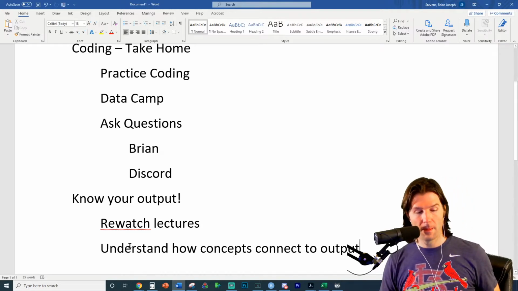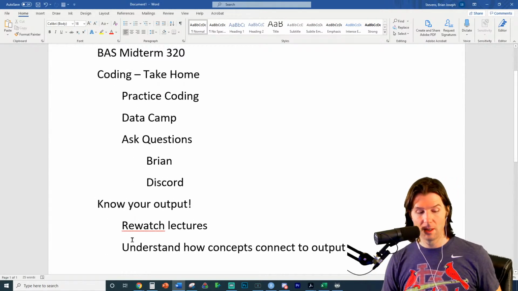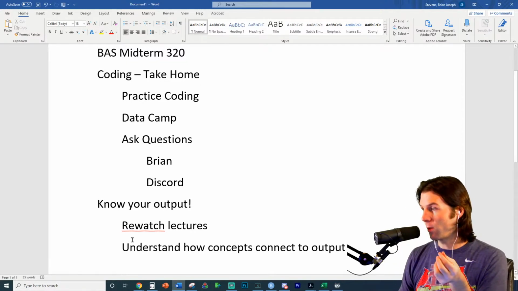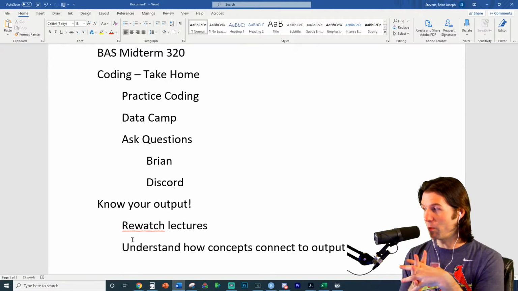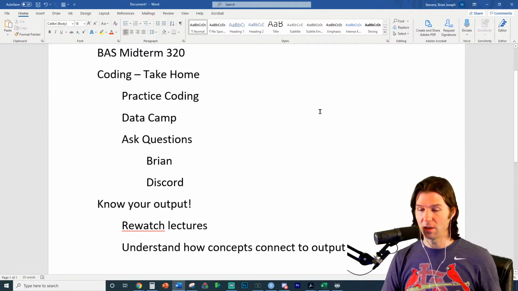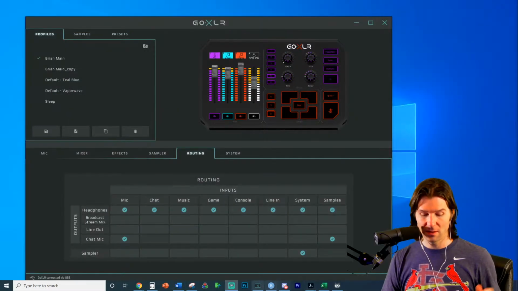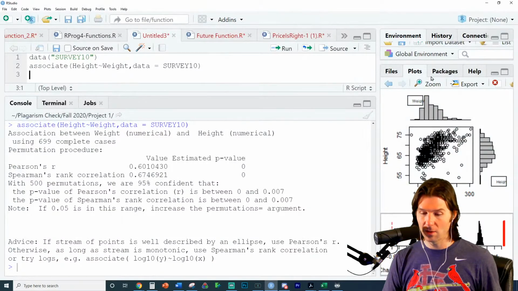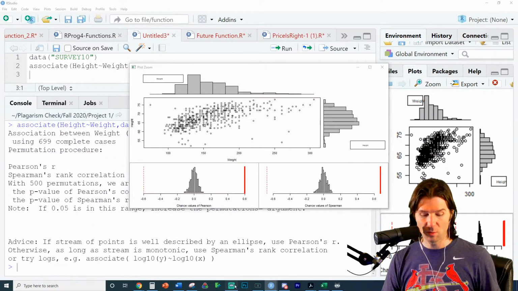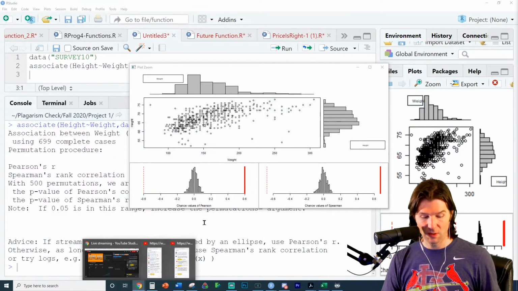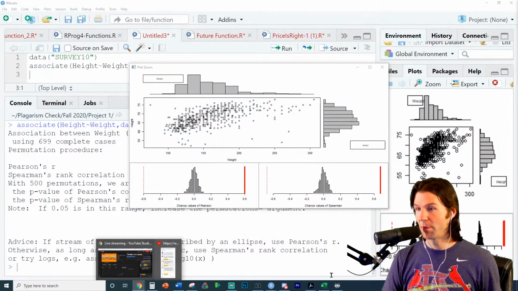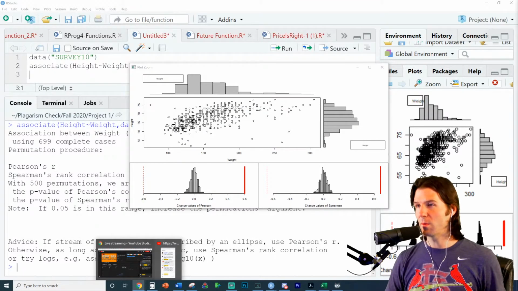But if you're looking for the big things to do: rewatching the lectures, going over the output, understanding what you're looking at and why it matters. So connecting the concepts to the output is very, very important. You should know instantaneously that this right here is the permutation procedure down there. Very, very important.